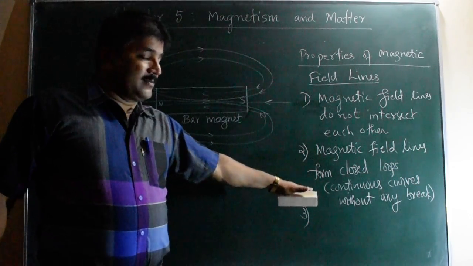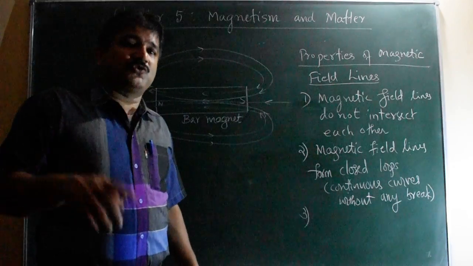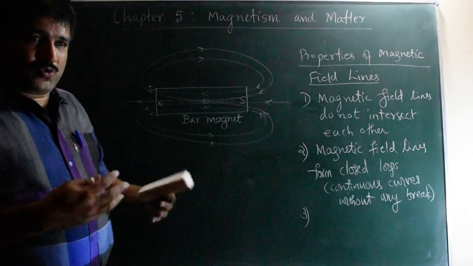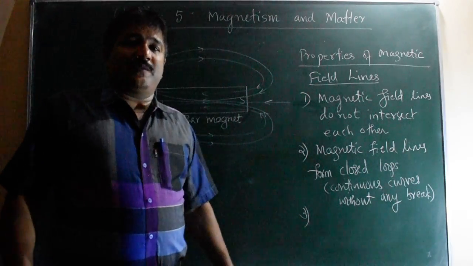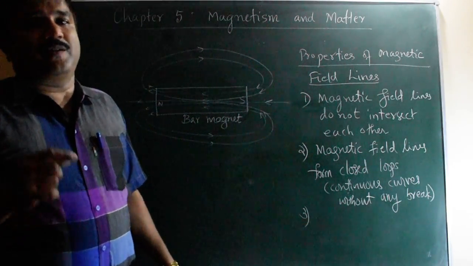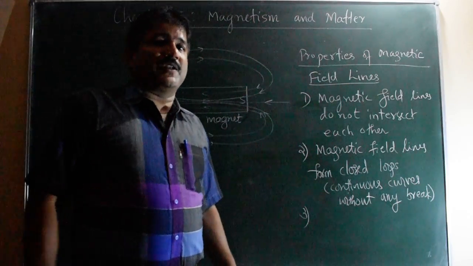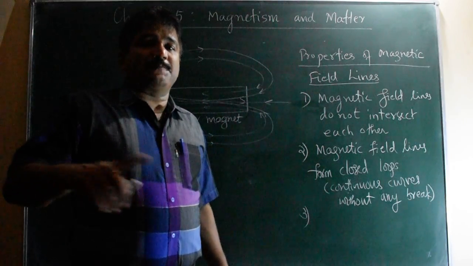In the same way, I can say the tangent. If you show graphically the magnetic field line due to two or three magnets, the tangent to the magnetic field line at any point gives the direction of the net magnetic field at that point.